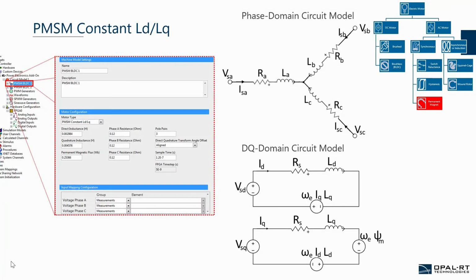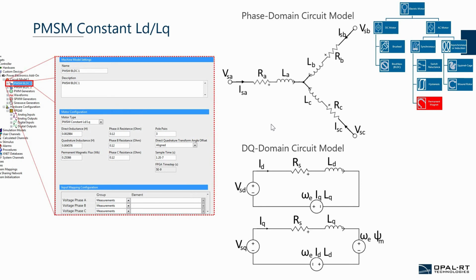We'll start with the machine that we already saw in the first demonstration, the PMSM constant LDLQ. This is the lowest fidelity PMSM model variant. It allows you to configure the stator resistances, permanent magnetic flux linkage, direct and quadrature inductances, and the number of pole pairs. I have provided 2 equivalent circuit models to explain what we're allowed to configure with the constant LDLQ. Each stator resistance is able to be set independently and is represented in the phase domain circuit.